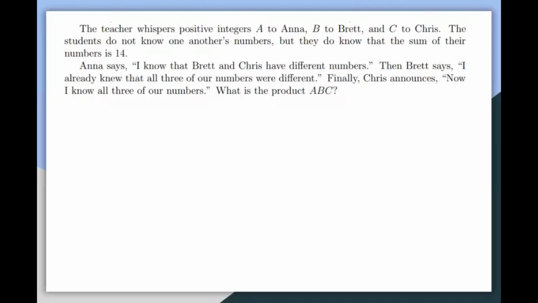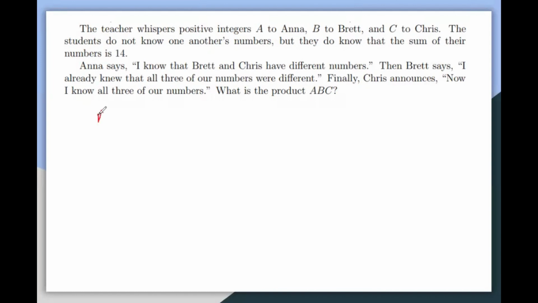Okay, hello everyone. So we have another MATHCOUNTS national team type problem. This is an interesting logic and parity problem. We have a teacher who gives three numbers to three students, A, B, and C. They do not know the others' numbers, but they do know their own. They also know that the sum of the numbers is 14. With that in mind, each individual makes some comments.